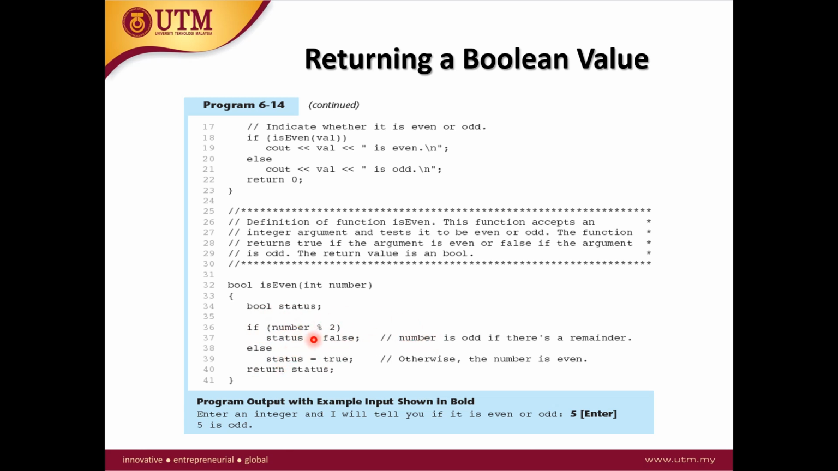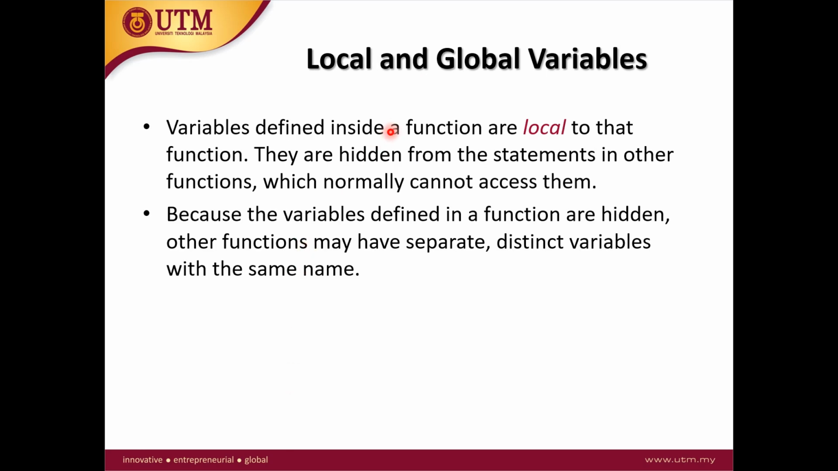If the result is 0, the status is going to be true, and then we return the status. So this condition is going to be true, and this one is going to be executed, which prints val is even. This is how you use a boolean return type of a function. Now, local and global variables.